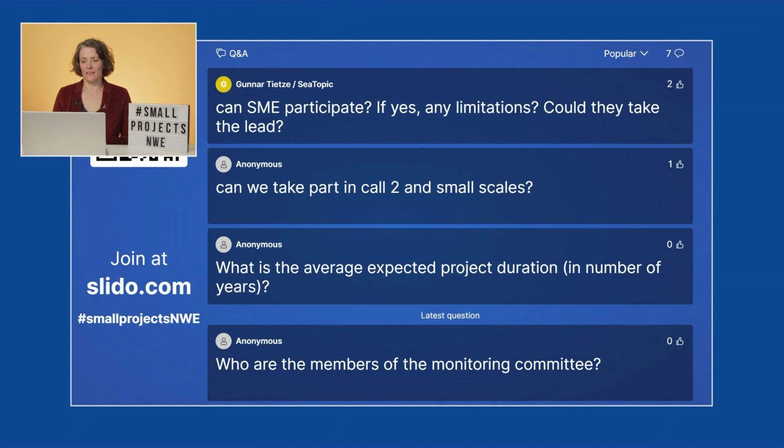Okay. Next question. Can SMEs participate? If yes, are there any limitations? Could they take the lead? I think we've dealt with this one, but just since the question's still coming in, if you could just clarify. Yeah, SMEs can participate as project partners.